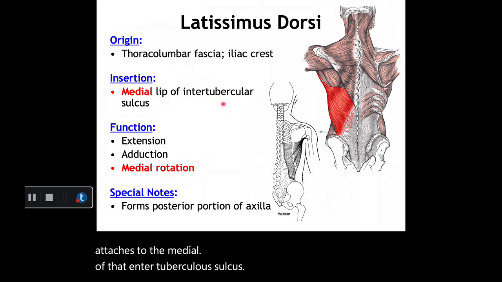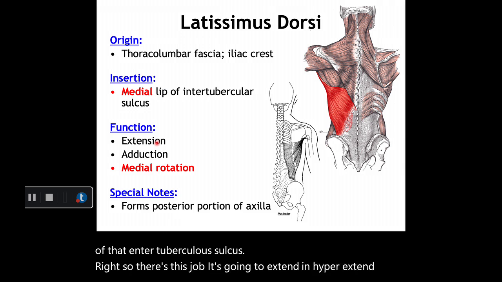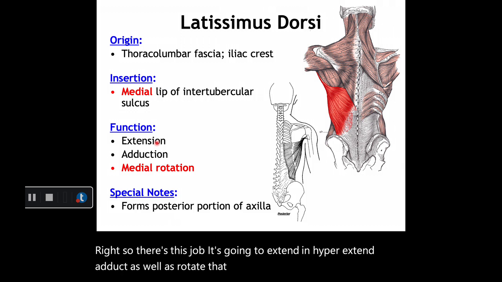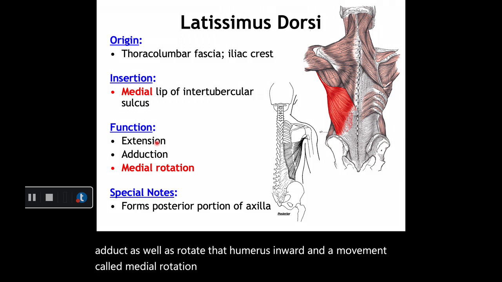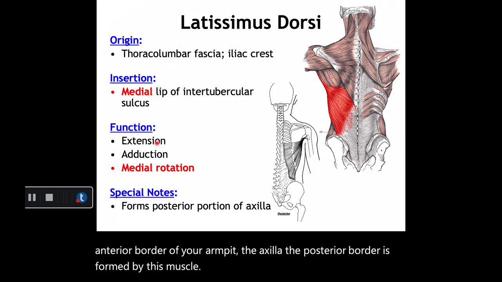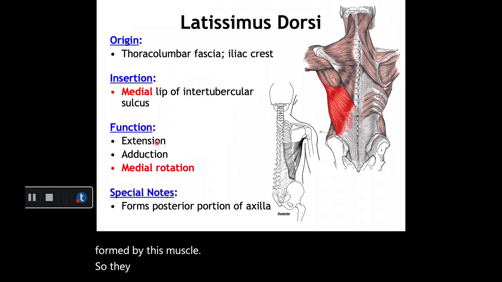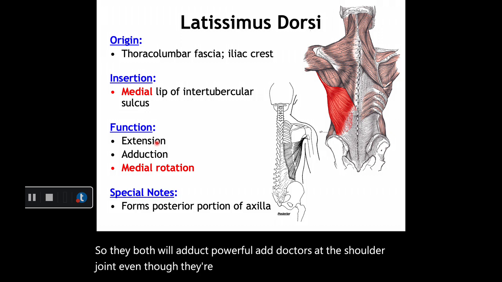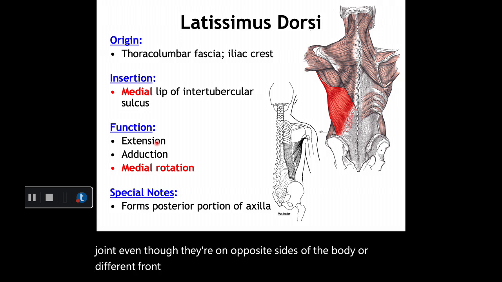Right, so there's its job. It's going to extend and hyperextend, adduct, as well as rotate the humerus inward in a movement called medial rotation. And just like pectoralis major formed the anterior border of your armpit, the axilla, the posterior border is formed by this muscle. So they both are powerful adductors at the shoulder joint, even though they're on opposite sides of the body, anterior and posterior sides.